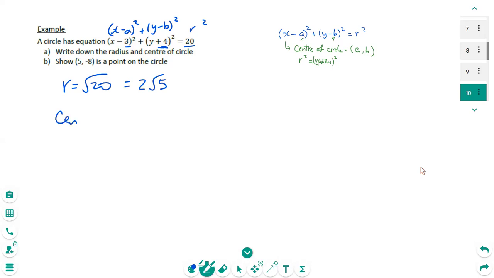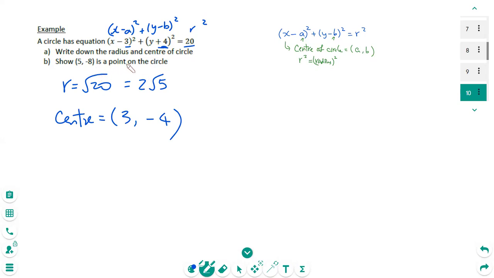The root 20, put in a calculator, will be 2 root 5. And then for the center, it will be (3, negative 4) because the sign inside the bracket for a circle equation must be a minus. So minus 3 means a is 3. But if you compare to b, y minus b, that's y plus 4. So b has to be negative 4. The opposite sign has to be negative in there.